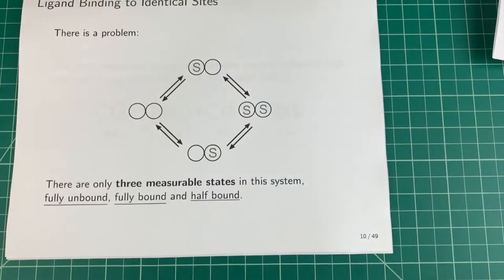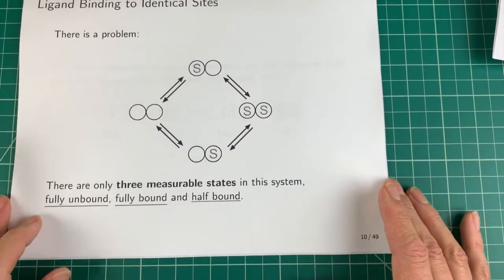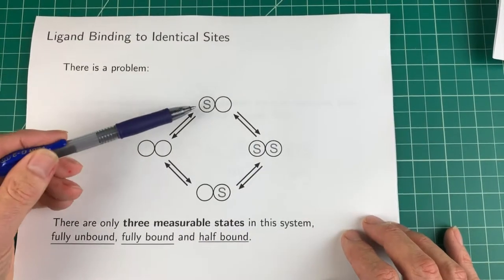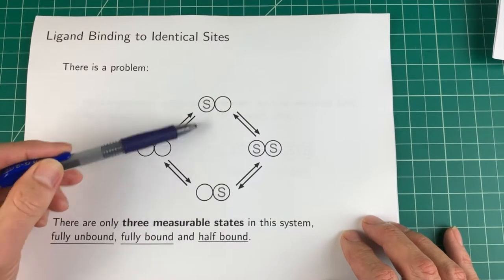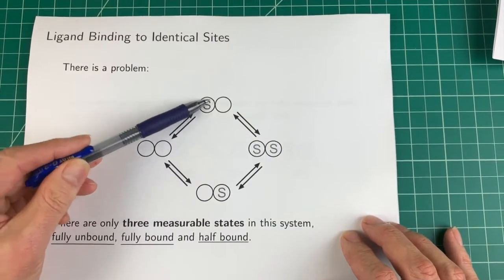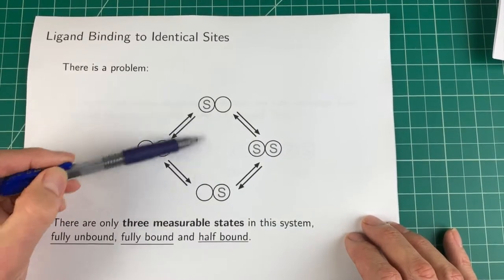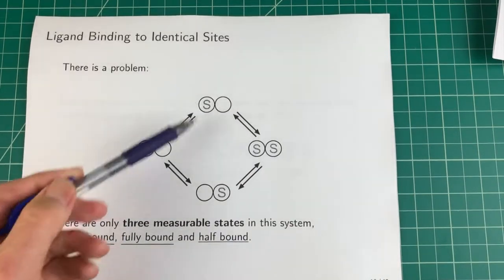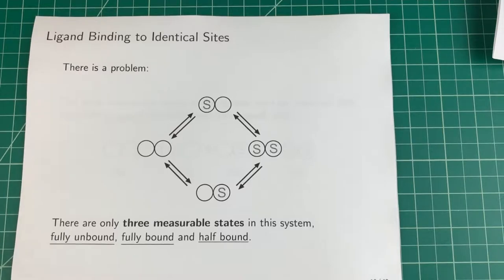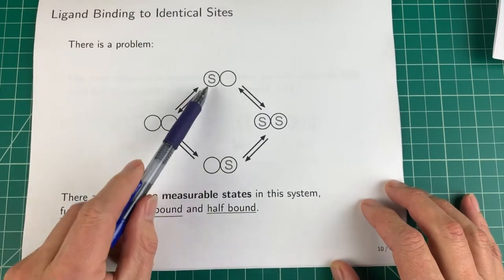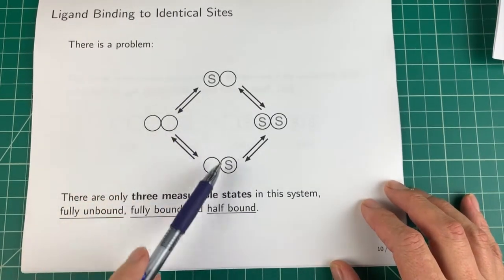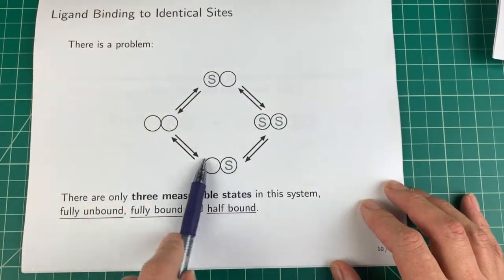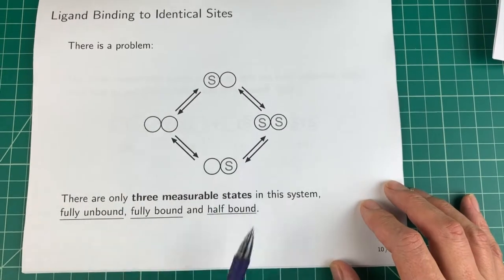But there's a problem. Experimentally, I can't actually distinguish between these two, right? If I could look down a microscope and see these dimers, I couldn't tell you whether it was this one or this one I was looking at, because they're basically identical and completely symmetrical. So if I were to measure the concentration of singly bound ligand, I would end up measuring the total concentration of these two states.